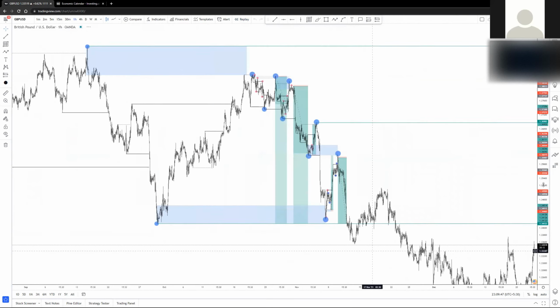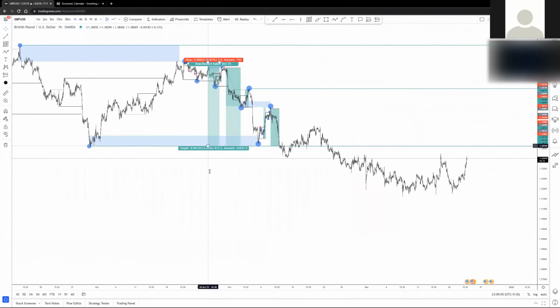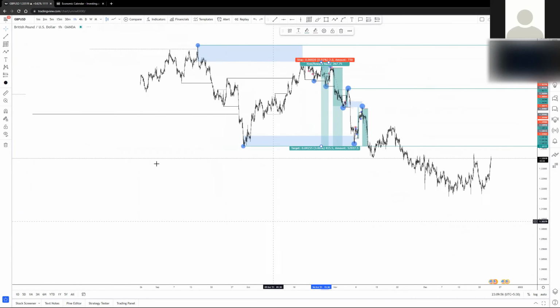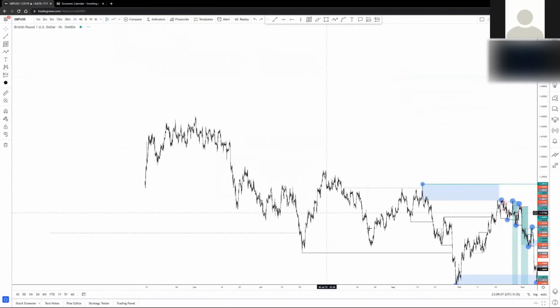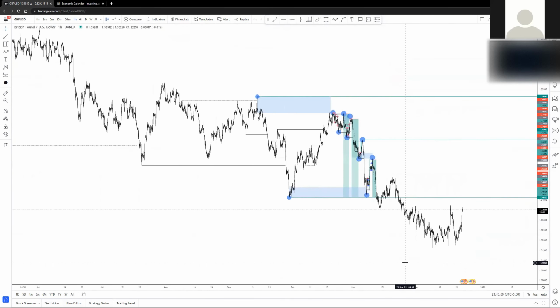Maximize your profits always, because why not? Look at that. See that? Well, that's the 1 to 322. That's crazy.